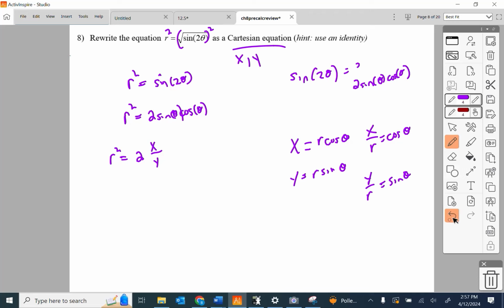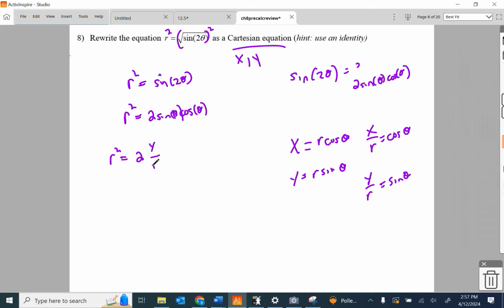I hate it when I make mistakes. And sine came first. I'm not trying to throw you off. y over r times, guess what? x over r. So r squared is 2yx over r squared. Let's go ahead and multiply both sides by r squared. So where are we now? Now we're at r to the 4th is 2yx.